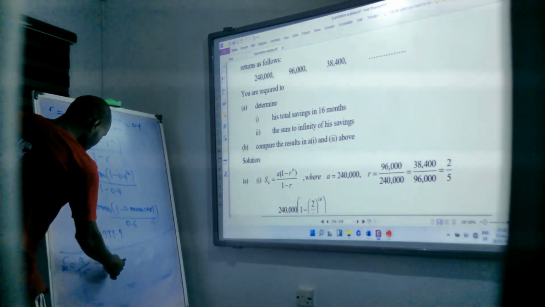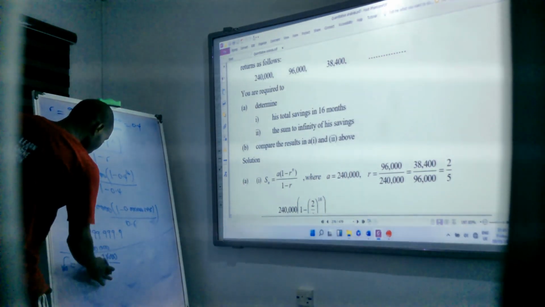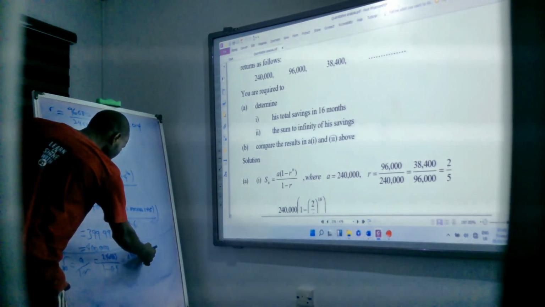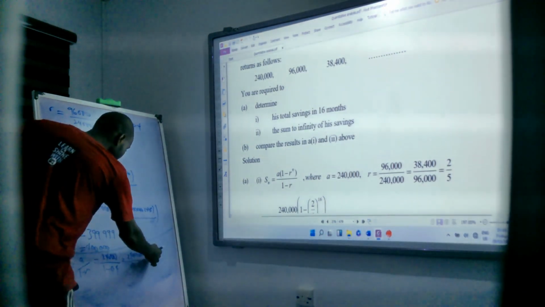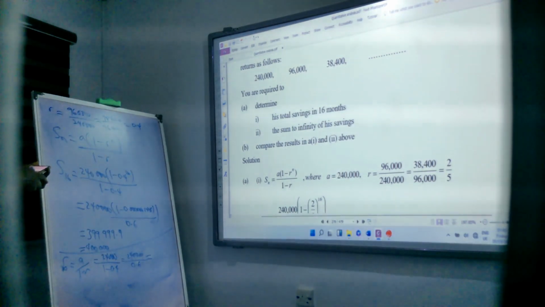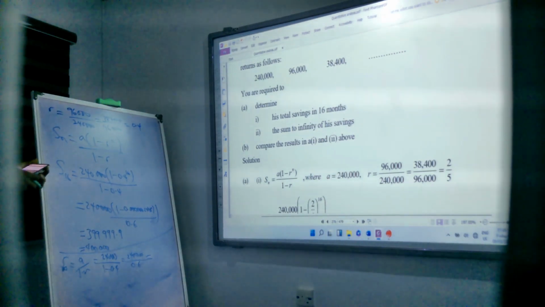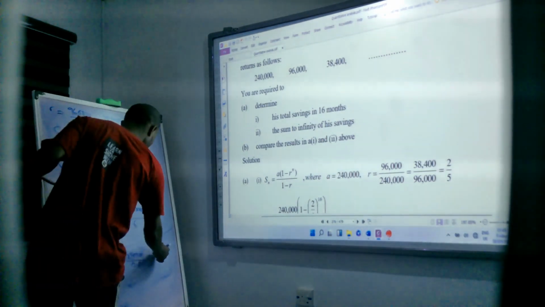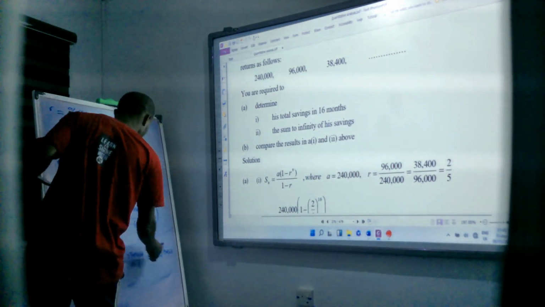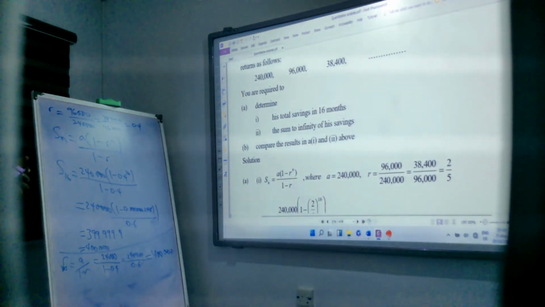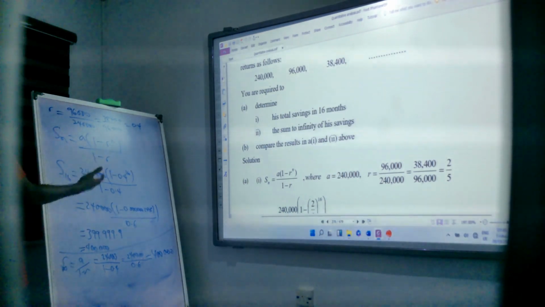So it's possible, it's less than that. So the a is 240,000 divided by 1 minus 0.4. That will be 240,000 divided by 0.6. So we have 240,000 divided by 0.6, and we have 400,000. So it's converged to this.